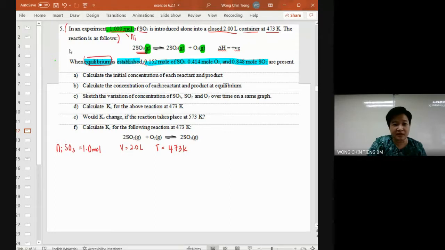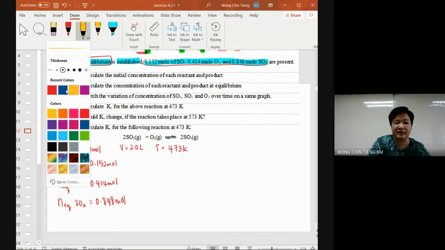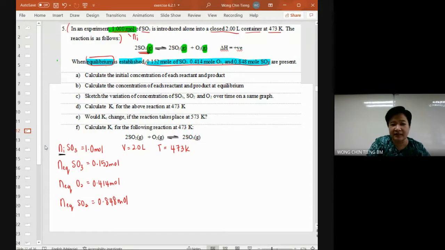Equilibrium. Alright, so all of this right now is in equilibrium. You have a few numbers of moles. Look at the way that I label. Number of mole at equilibrium is 0.152 mole. Number of mole at equilibrium for oxygen is 0.414 mole. Number of mole at equilibrium of SO2 is 0.848 mole. And going back to the most basic thing in this world, it is the way you write and the way you label.